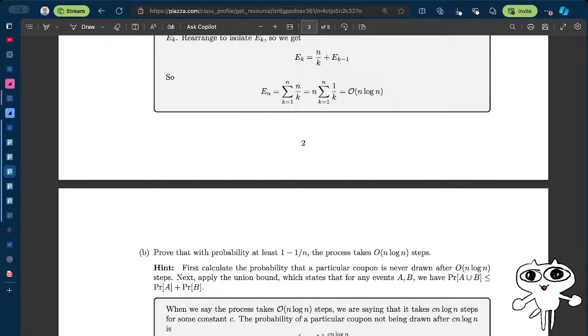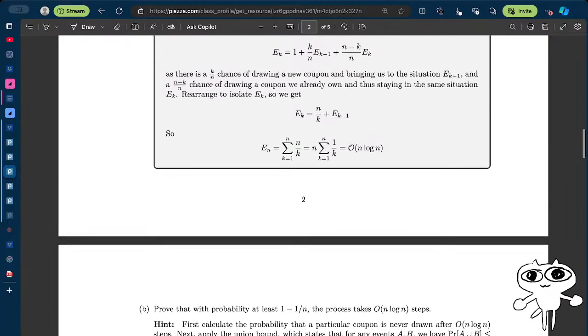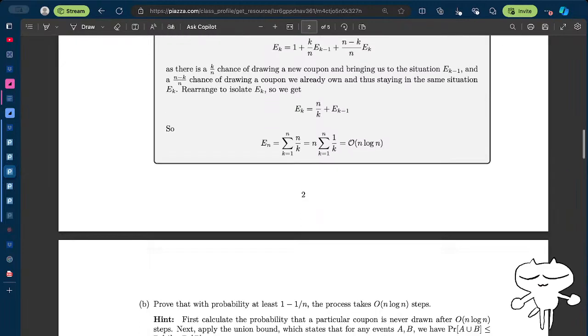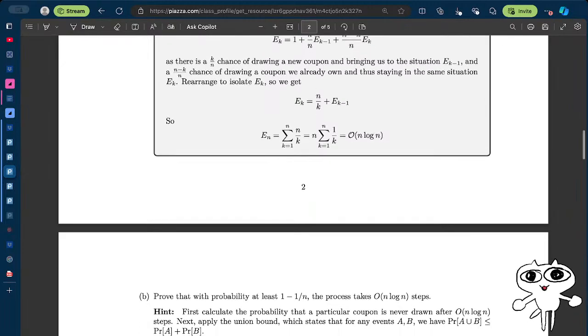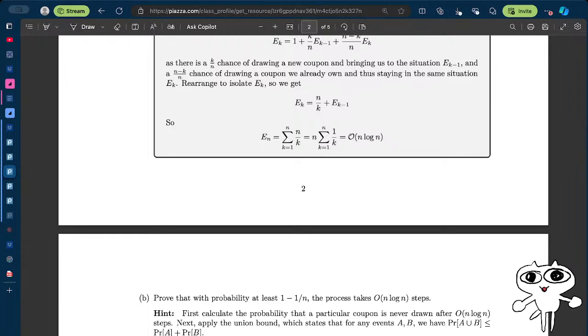Okay, prove that with probability at least 1 minus 1 by n, the process of drawing things takes n log n steps. Okay, so let's see. There's a hint that a particular coupon is never drawn after n log n steps.